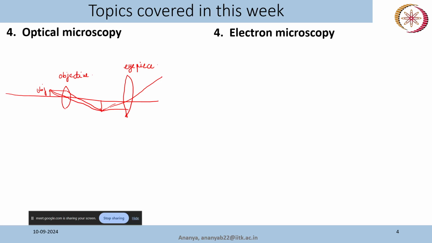My diagram is not proper, but I hope you are getting the point. So these two rays will merge here, say, and we get an image of the object here, which is inverted. So this image is inverted as well as magnified compared to the original object. So this is how an optical microscope works.